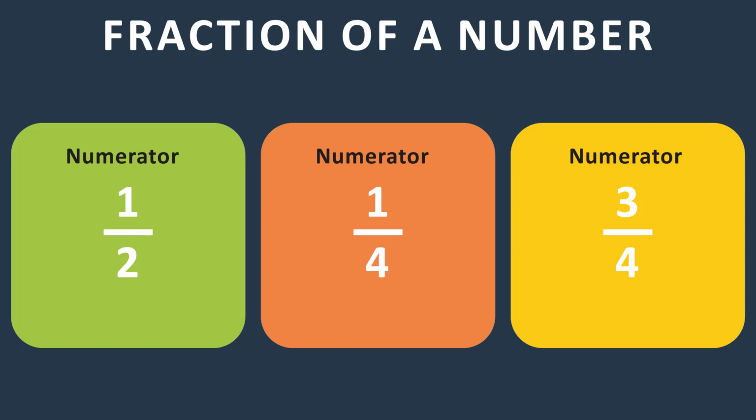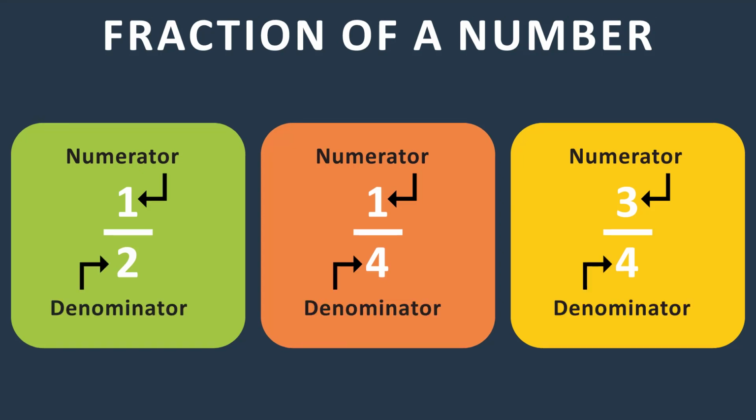So fraction is when we divide a whole into smaller parts. The number on the top of the line is called numerator. It tells us how many equal parts of a whole are taken. The number below the line is called denominator. It tells about the total number of equal parts.